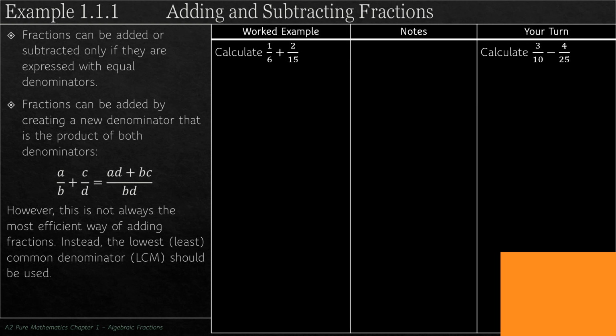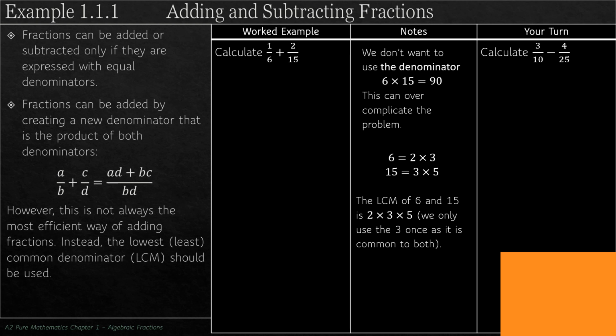This is probably what you saw when you were at GCSE. We do A times D plus C times B, and then you multiply the denominators together. We do need to be careful because that's not the most efficient way, and I'm sure most of you worked out quite quickly at GCSE that the lowest common multiple is the way forward, because it saves on simplifying things. So I'm not going to use 6 times 15 here to get 90.